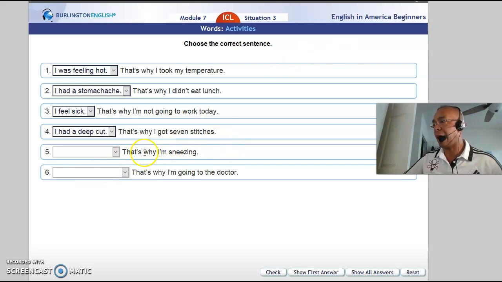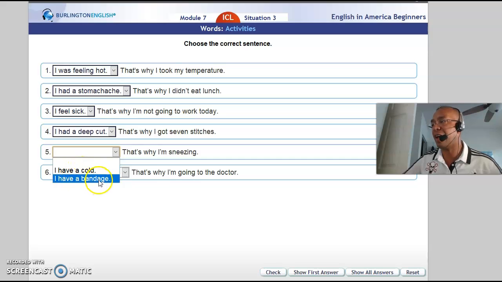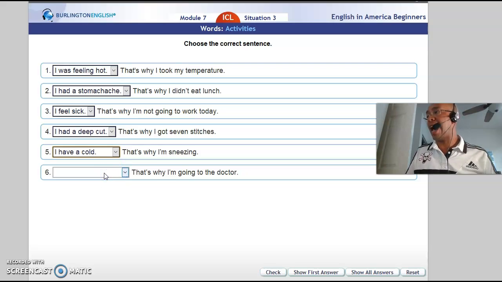That's why I'm sneezing will be the next one. That's why I am sneezing. What would be the correct selection here? I have a cold or I have a bandage. That's why I'm sneezing. I believe the correct choice is I had a cold.